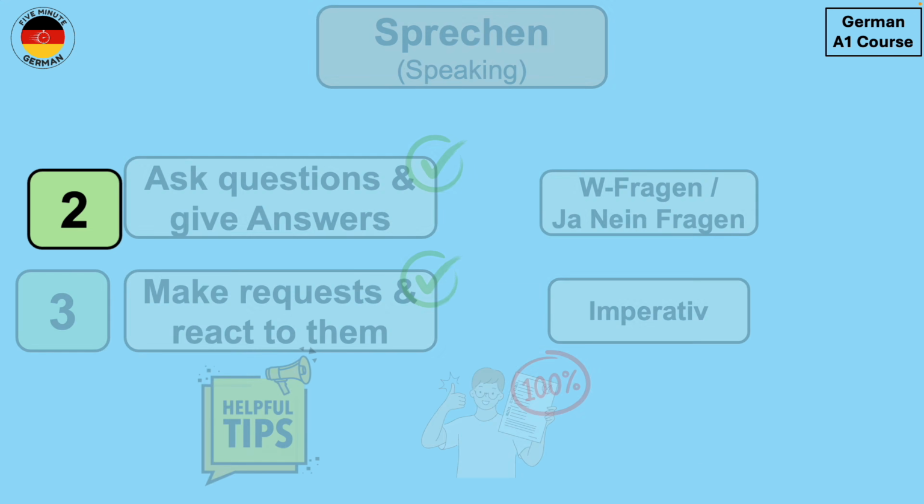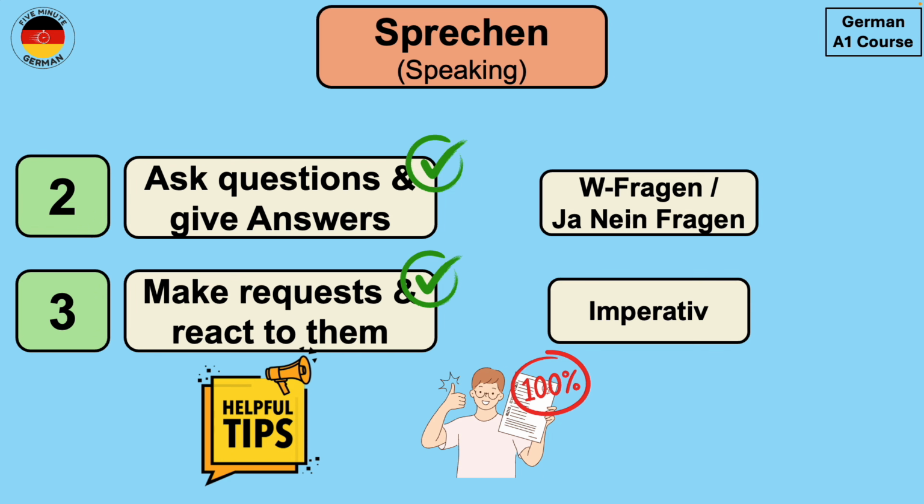So this is how you can approach section 2 and section 3 of the Sprechen part of the A1 exam. Just take a look at these tips and practice to make questions and requests, so that when you are in the exam, you are confident and you don't forget anything.